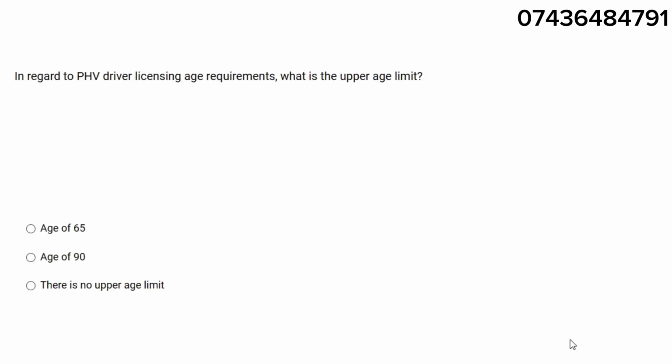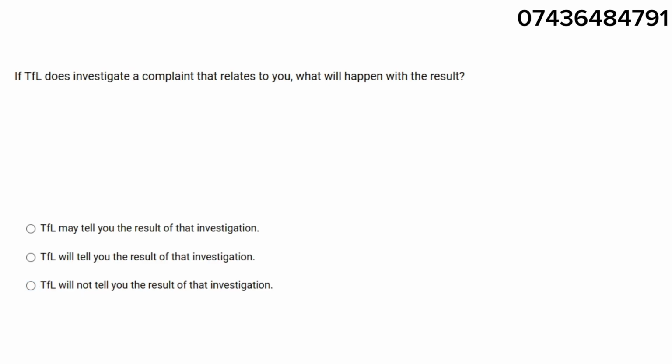So be careful. In regard to PHV driver licensing age requirements, what is the upper age limit? This is all in the first chapter. So the answer will be there is no upper age limit. And this question is, if TfL does investigate a complaint that relates to you, what will happen with the result? And the answer is TfL may tell you the result of that investigation.